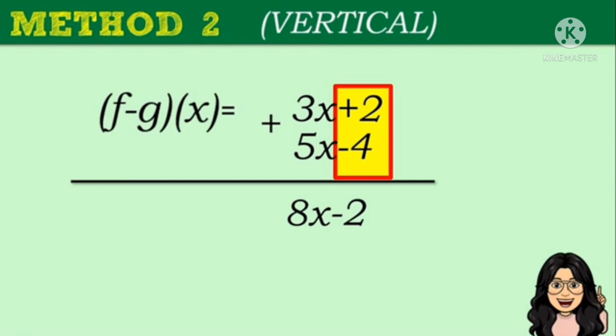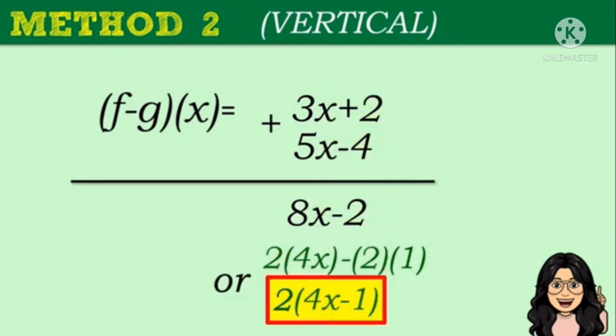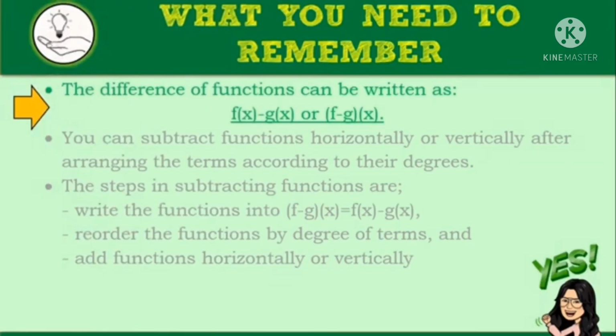But here, notice that they share a common monomial factor. So if you're going to rewrite this into its factors, we'll have this: 2 multiplied to 4x. Those are the factors of your 8x, right? We'll copy minus, and we can write the factors of 2 as 2 and 1. Here we observe that they share a common monomial factor, that's 2. So we'll take that out. And remaining inside the parentheses will now be 4x and 1. So we have 4x minus 1. So another way of expressing our answer, 8x minus 2, will be 2 multiplied to the quantity of 4x minus 1. Last one, what you need to remember.